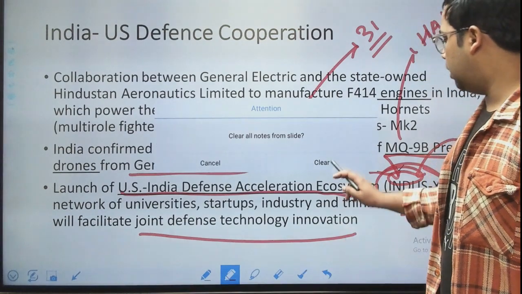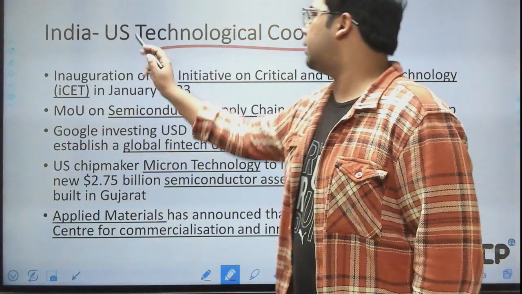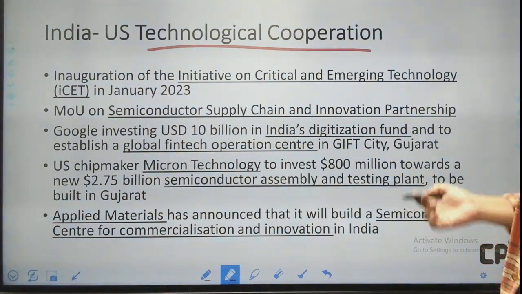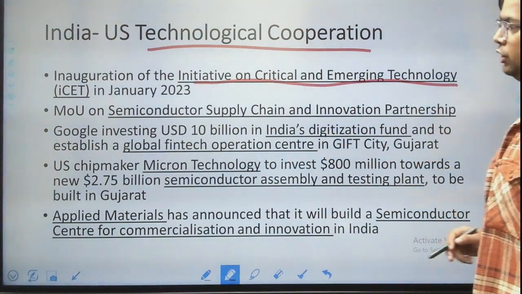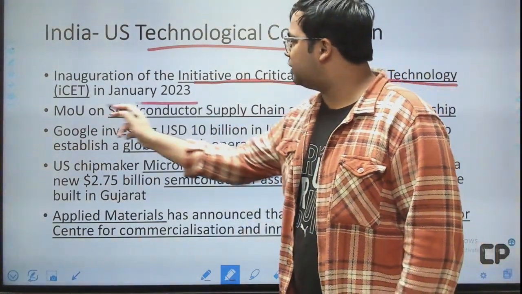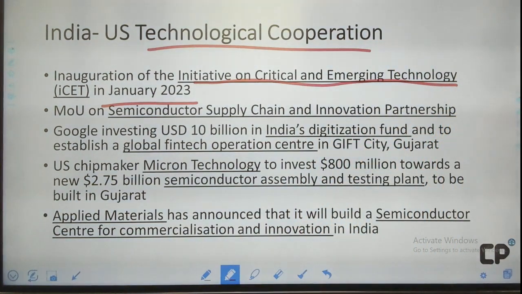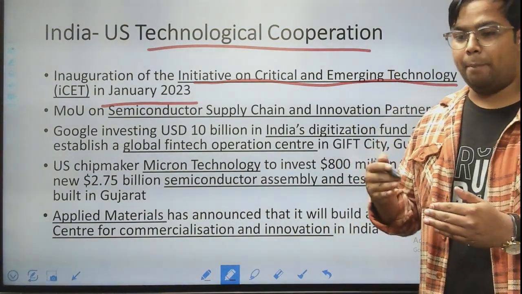Now moving on, apart from defense, technology is one of the most important fields where we saw a lot of developments. And the first one was this acknowledgement of the initiative on critical and emerging technology. This was signed in January 2023, but it was formally launched right now. Okay, this was already decided, that we will take a combined initiative in critical and emerging technology.